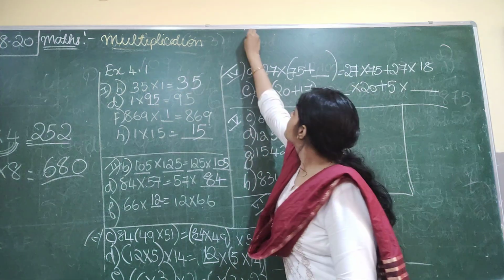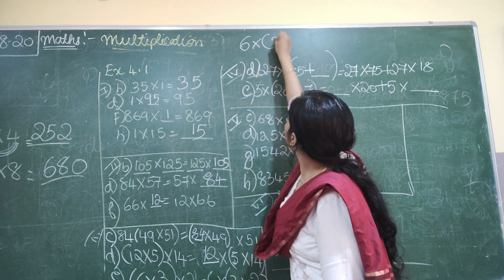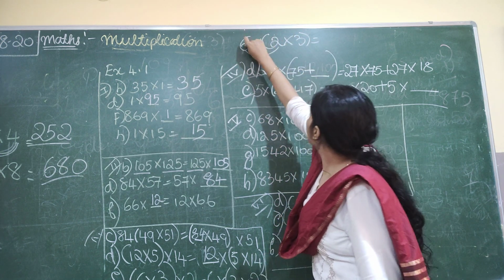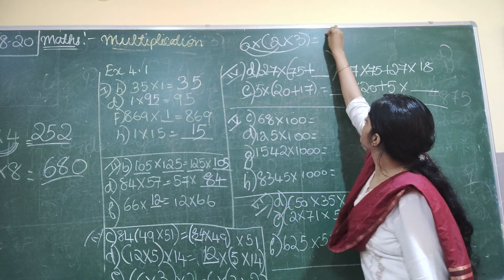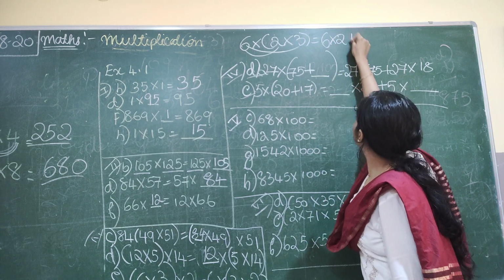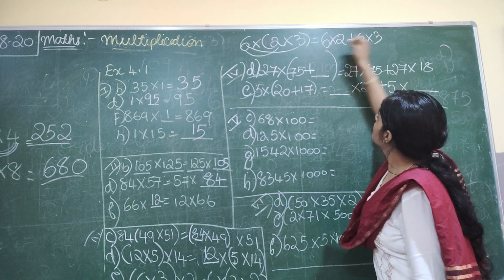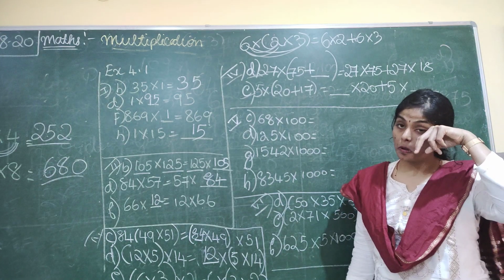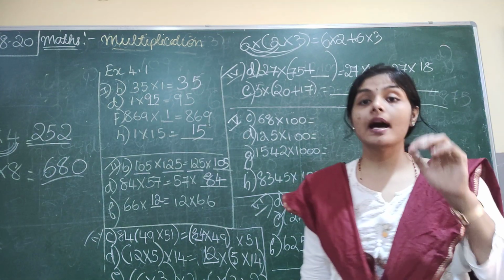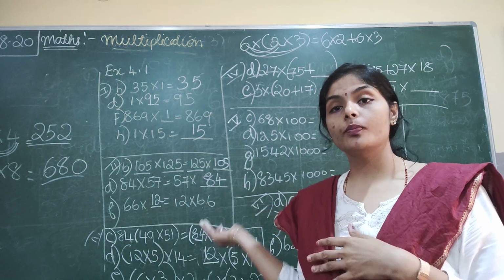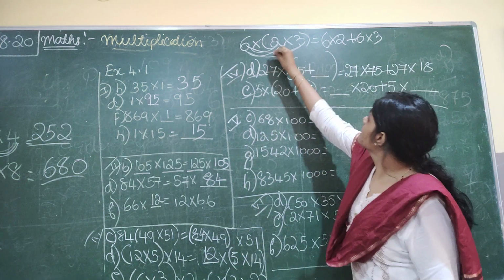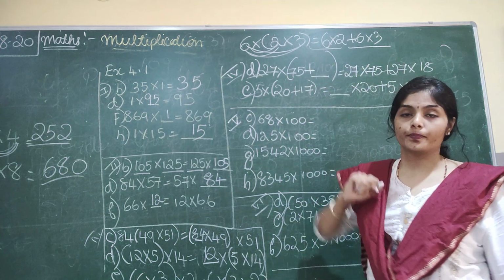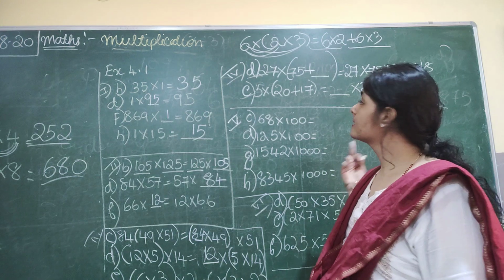You have 6 into 2 plus 3. You will write 6 into 2 plus 6 into 3. See, 6 into 2 plus 6 into 3. This 6 is multiplied into 2 and into 3. This is also like the associative property, where we are doing it as a group. We can also do it this way. See, 6 into 2, 6 into 3. Got it, children? This way you do. Understood?